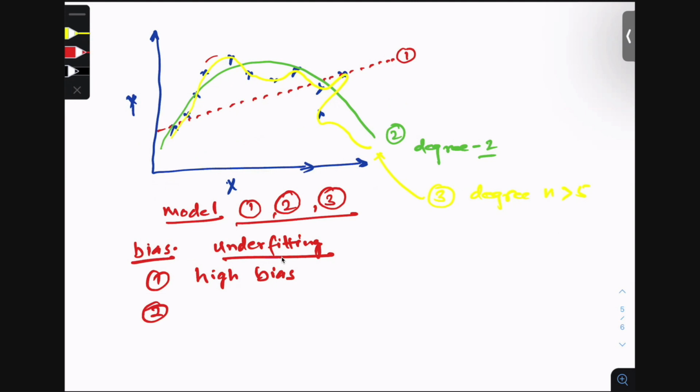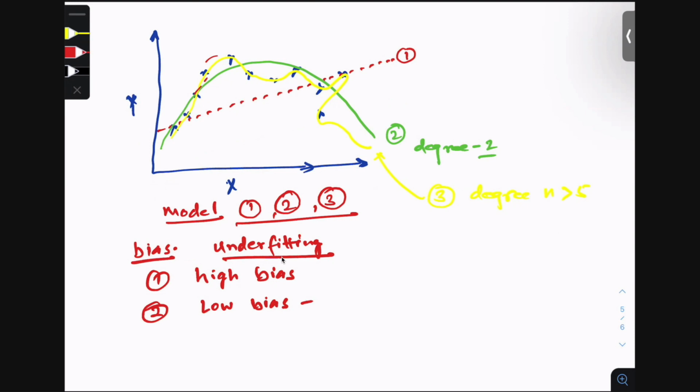High bias. Now take model 2. Model 2 is doing a better job. It is fitting almost all the data points, and the degree is only 2. So this probably will be lower bias, low bias than this, because it is trying to at least capture the essence of the data distribution.